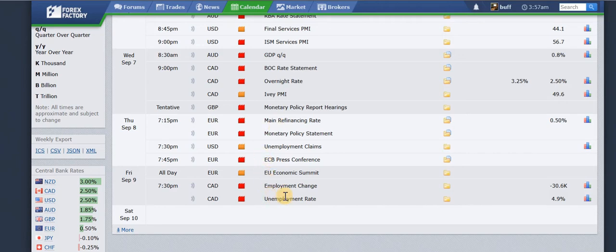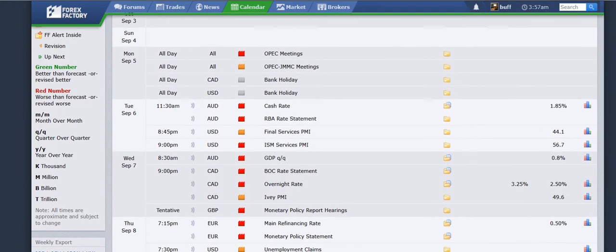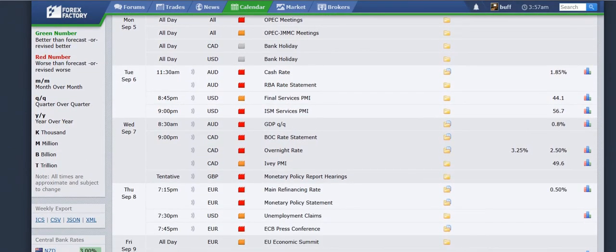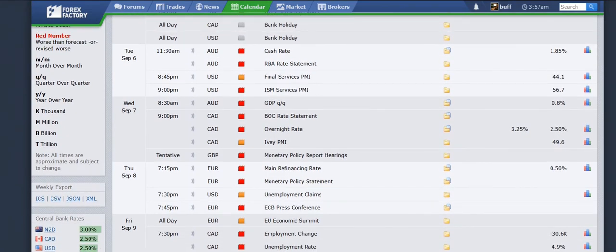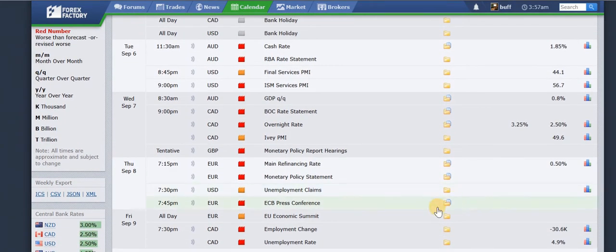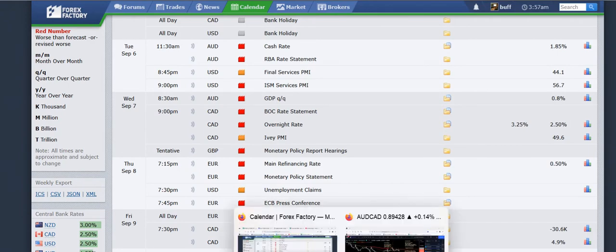Then on Friday, Canadian employment numbers or unemployment rate. So it's a pretty big week in news. If you're a day trader, be especially careful around those big major events like interest rates. That's it for that. So let's get on to the charts.